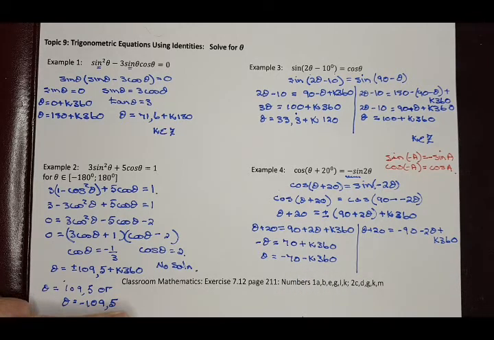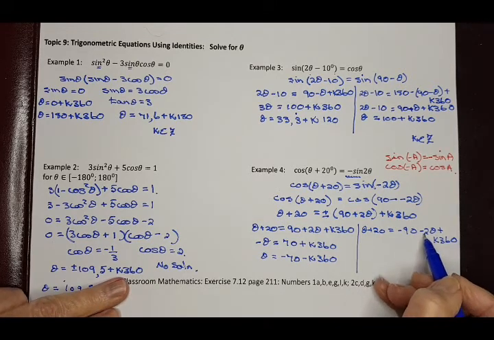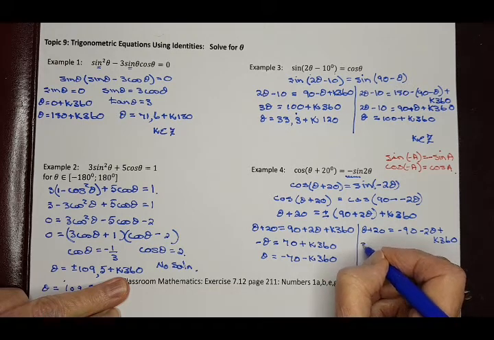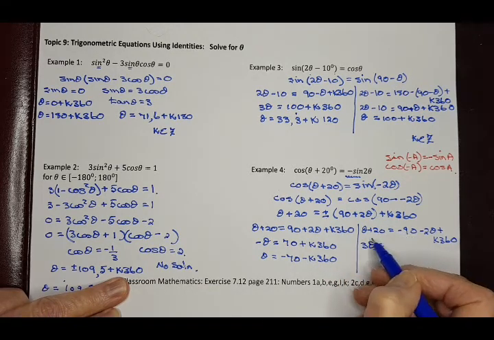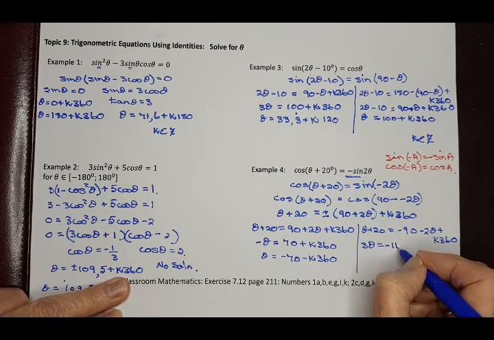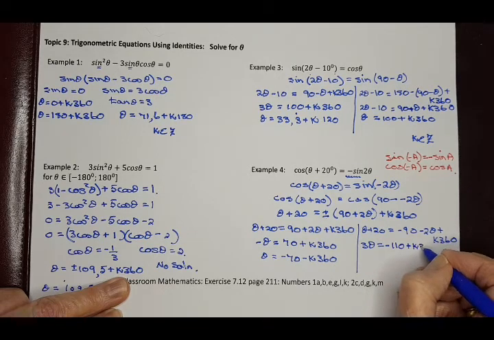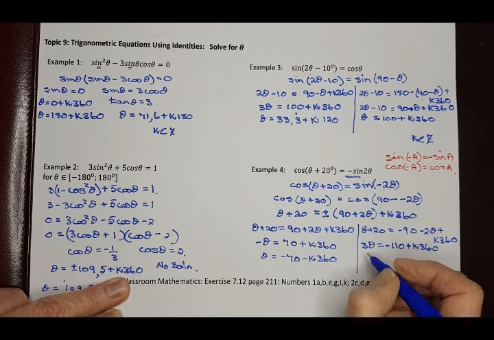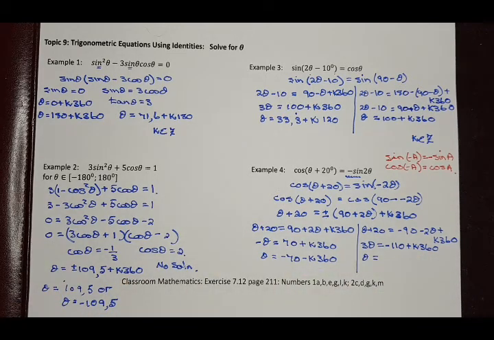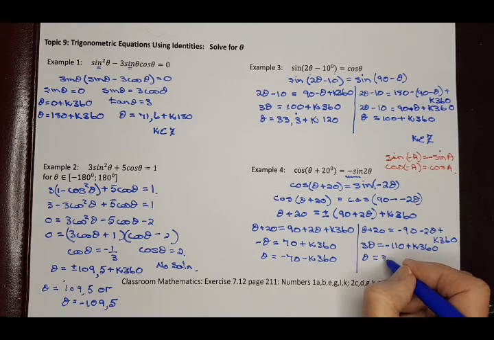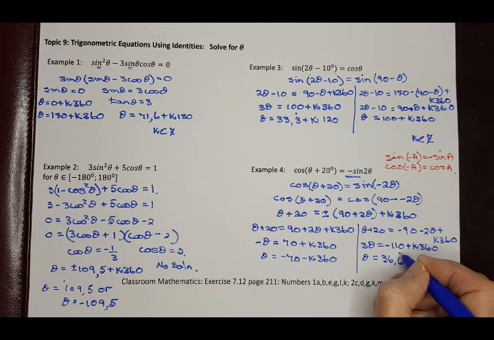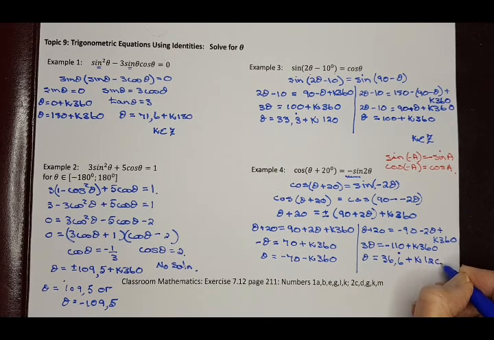It doesn't really matter whether you write plus K360 or minus K360 because K is an integer and it runs through all the positive and the negative numbers. On this side, minus 2 theta plus theta, you take it across, we get 3 theta is equal to minus 90 minus 20, minus 110 plus K360. Divide both sides by 3, so theta is going to equal 110 divided by 3, which is going to be 36,6 recurring plus K120, again where K is an element of the set of integers.